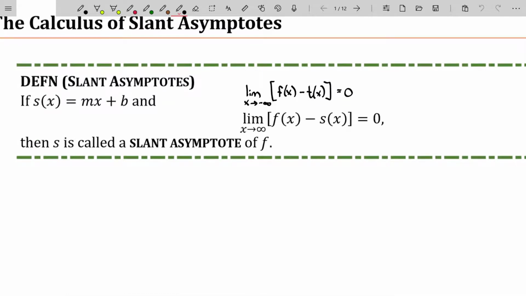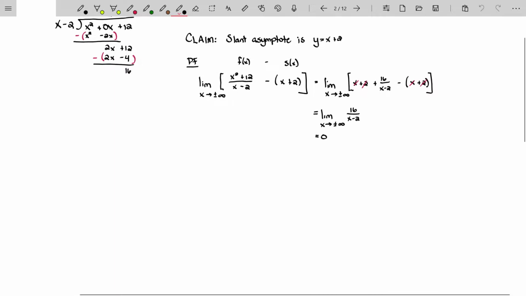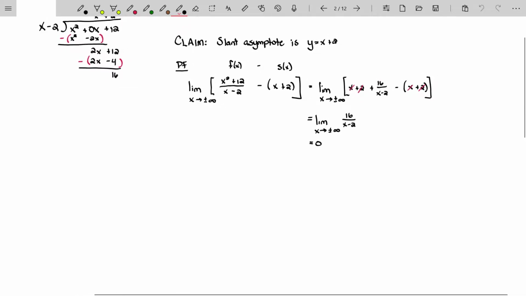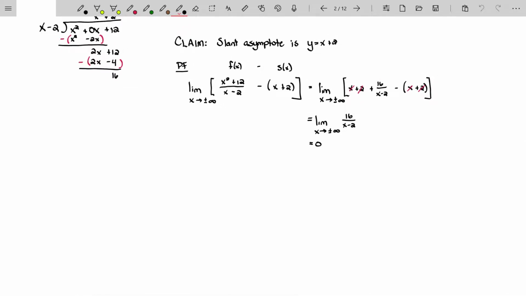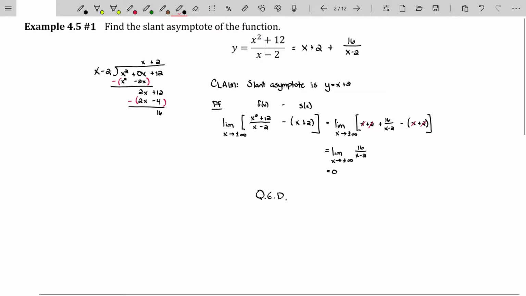If it is true that that happens, then you have proven the claim that the slant asymptote you're dealing with is x plus 2. Well, QED. We have proven that statement. It is pretty much that easy for rational functions. If you don't have a rational function, well, all bets are off.